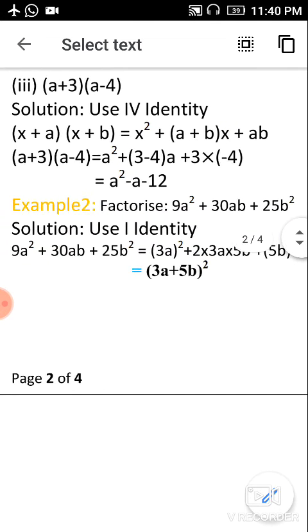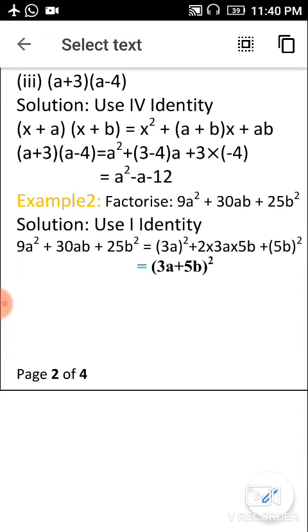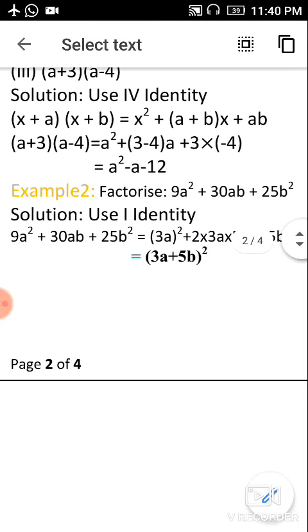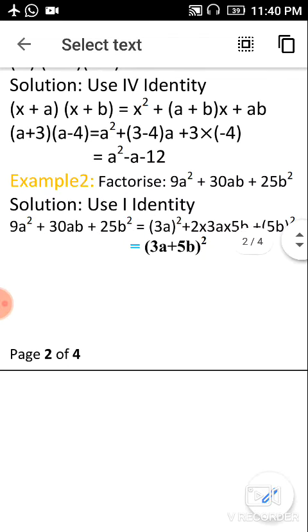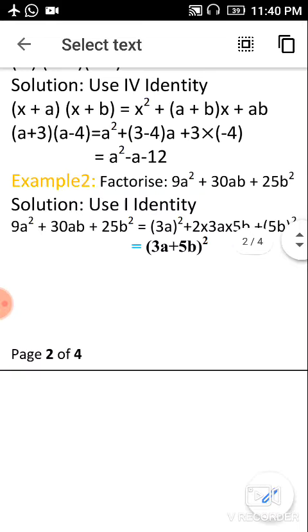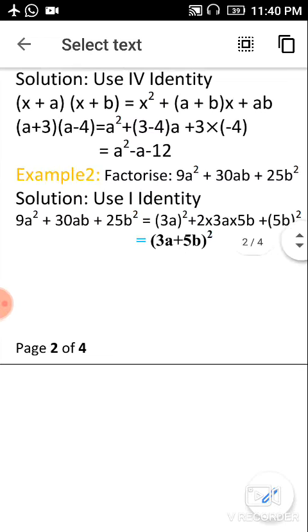Now this is for writing in expanded form, or to multiply. Now we have to write the next one, to factorize: 9a square plus 30ab plus 25b square. Now you can check which identity is applicable. Three terms are there, so first, second or fourth identity. First and second terms are both perfect squares and the middle term is positive. It means only the first identity can be applicable there.